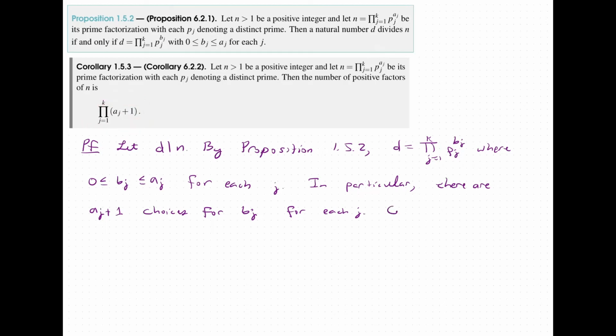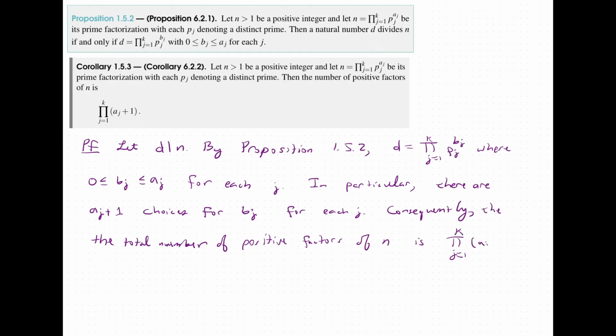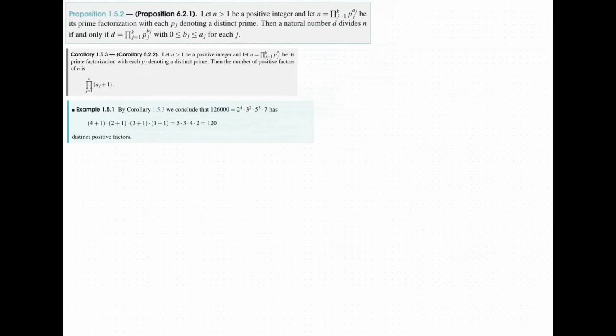And so consequently, the total number of positive factors of n is equal to the product we want. And so for every index j, we have a sub j plus 1 choices, and we just take the product over all of these, and we get the statement. And so now we have the total number of factors for any positive integer n.